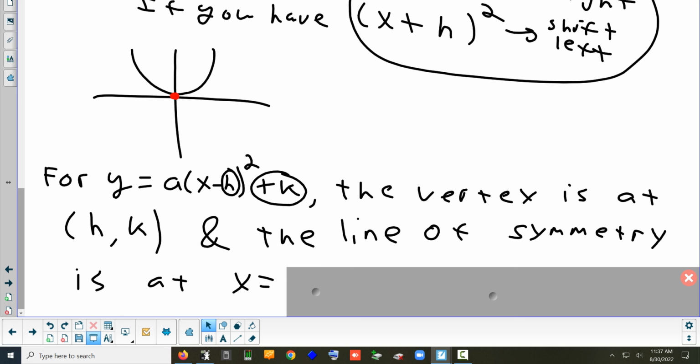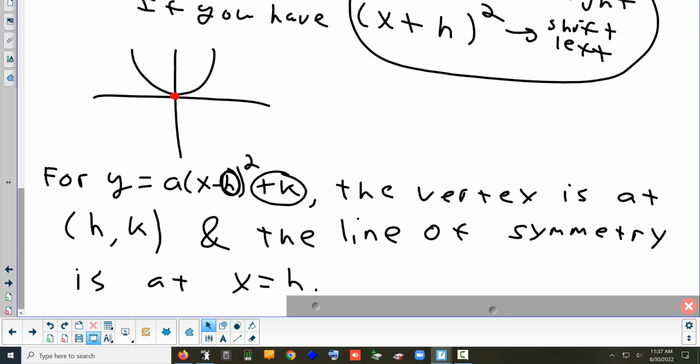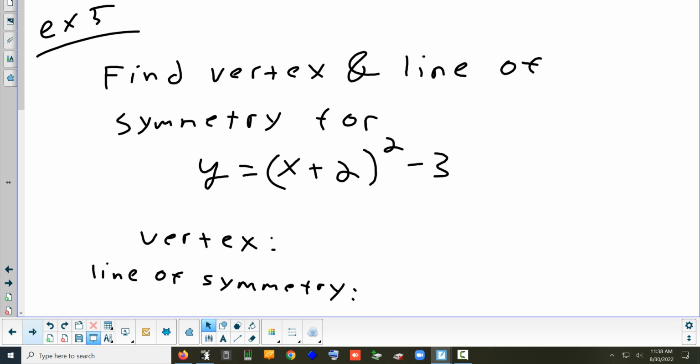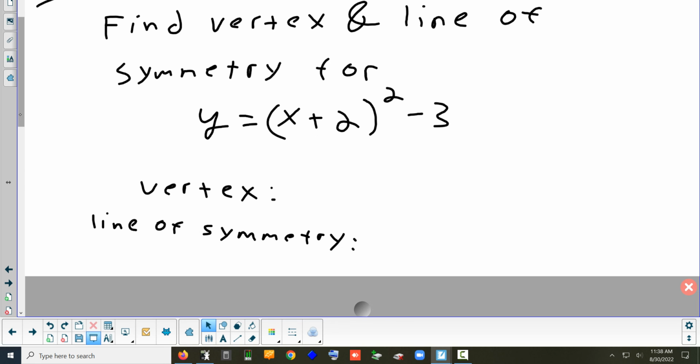Line of symmetry goes up and down forever. If you shift it up a little bit, it still goes up and down forever. So the only value that affects the line of symmetry is your left and your right movement. That's the H value. So that's how you can find the vertex and the line of symmetry using the H and the K values. Let's try it. Here's a problem. And it says find the vertex and line of symmetry.